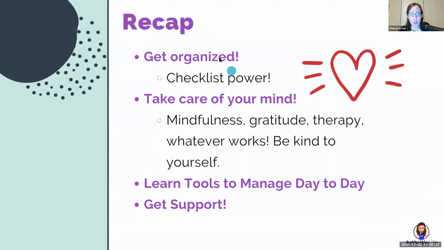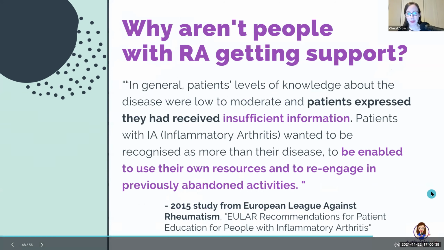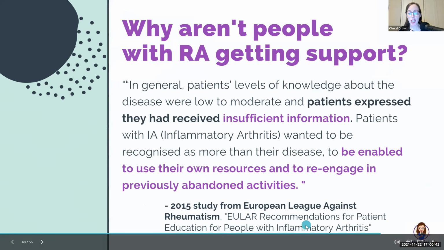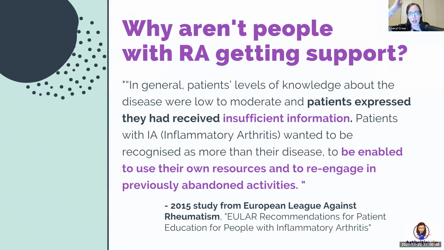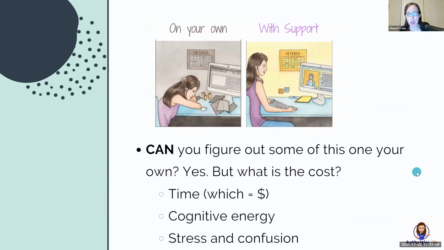So the recap is get organized, take care of your mind, learn the tools for pain and fatigue, get support. And then in general, just know that there's a study from 2015, EULAR, European League Against Rheumatism. They just changed their name to something else. But a lot of patients report that they don't have enough information and support. They want to actually learn how to live with this, and they want support beyond medications.